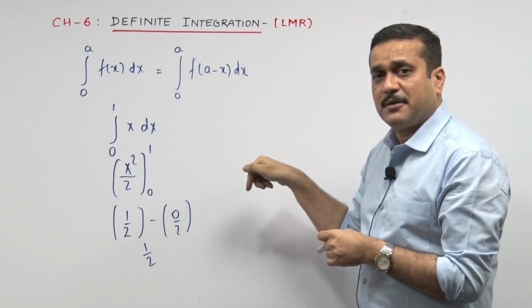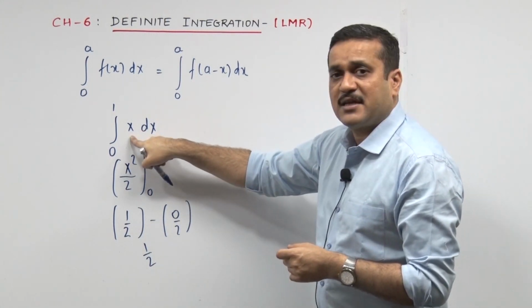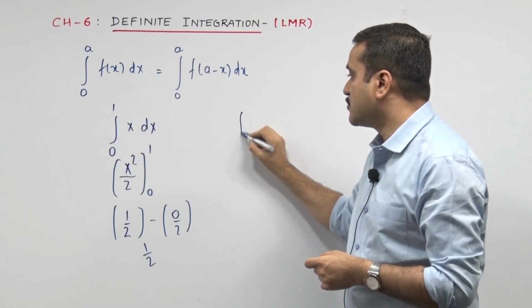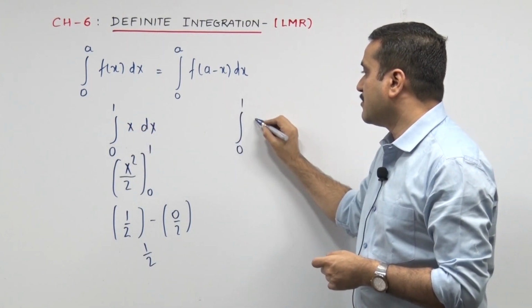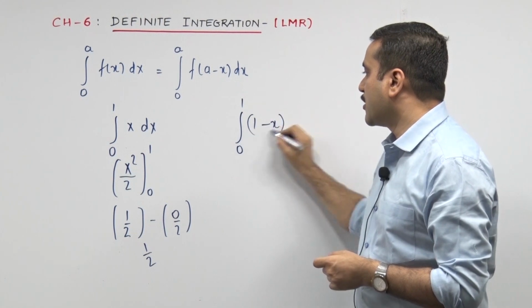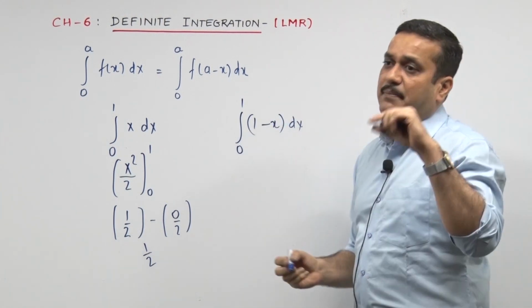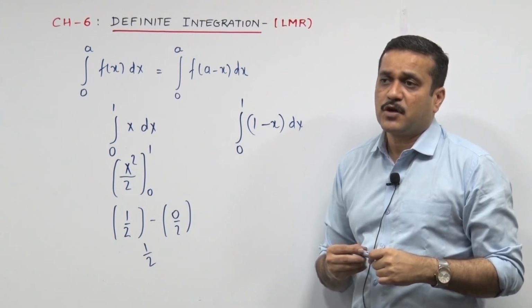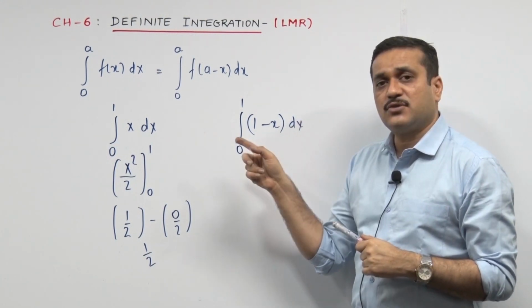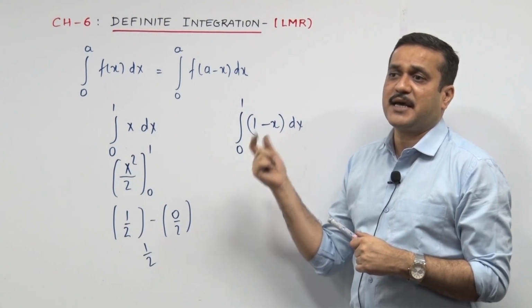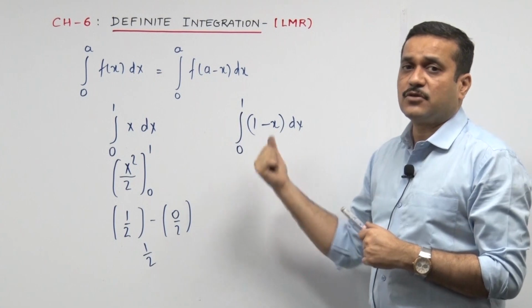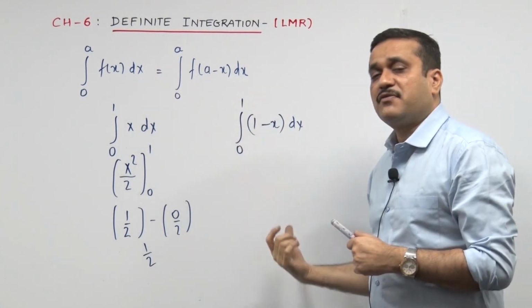So in my sum, if I change my x to a minus x, that means I need to change my x to 1 minus x. Will the answer be the same? Let's work out. So 0 to 1, 1 minus x dx. Now before I go ahead, did you see I have applied the property right now? The property gives me the freedom to change my x to a minus x. So in this sum, I can change my x to 1 minus x. My a is 1, and it says the answer is going to be the same. So that's what we are checking right now.